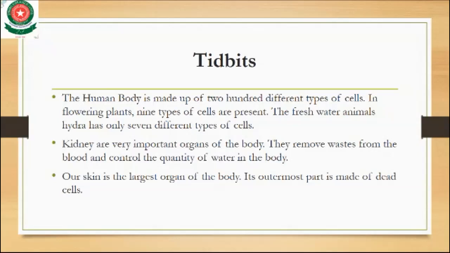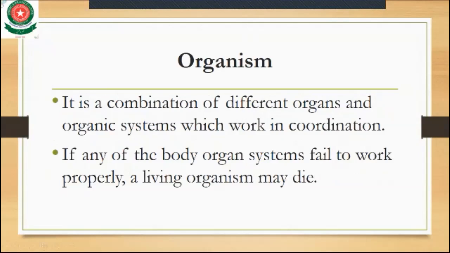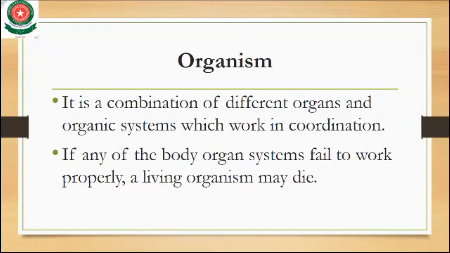And the next is organism. An organism is a combination of different organs and organ systems which work in coordination. If any of the body's organ systems fail to work properly, a living organism may die. If any organ in your body fails to work properly, it means that a living organism may die.